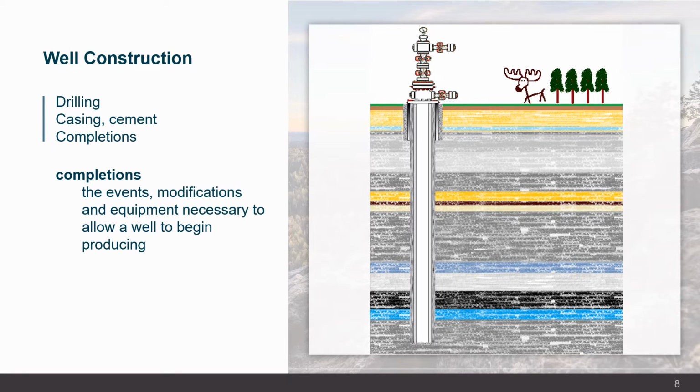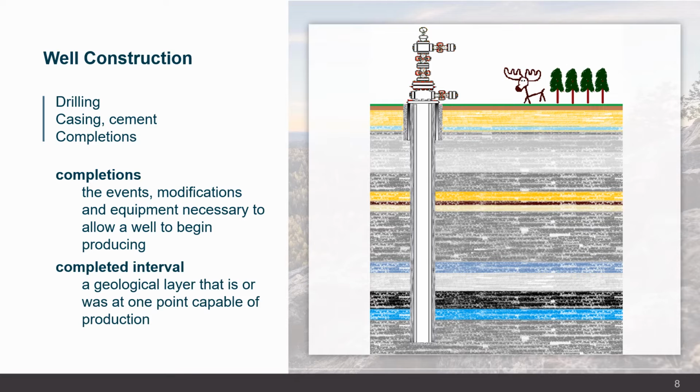Completions is a catch-all term describing the events, modifications, and equipment necessary to allow a well to begin producing. A completed interval is a geological layer that is or was at one point capable of production. The most common completion technique, known as perforating, uses small explosive charges to punch holes through the casing and the cement sheath to create a pathway from the reservoir into the wellbore. In the example shown here, the area highlighted in red is the completed interval.